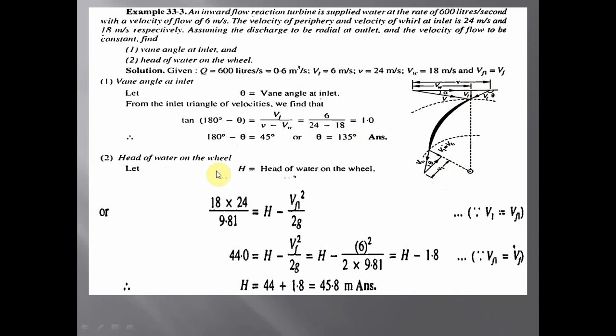So head of water on the wheel: the work done, that is equal to Vw u divided by g, which is 18 into 24 divided by 9.8, and that is equal to H minus Vf1 the whole square divided by 2g. Because Vf1 is equal to Vf, that is 44.0 is equal to H minus Vf square divided by 2g, that is equal to H minus 6 square divided by 2 into 9.8, and that is equal to H minus 1.8. Therefore, H is equal to 44.0 plus 1.8, that is equal to 45.8 meters.